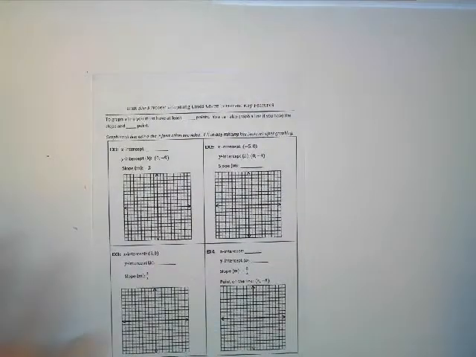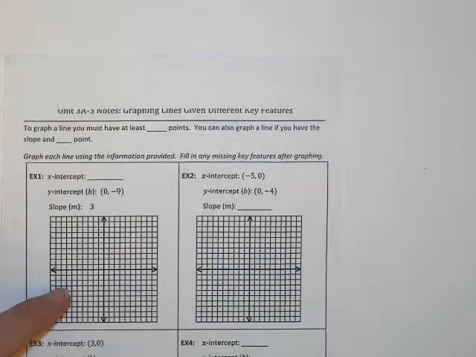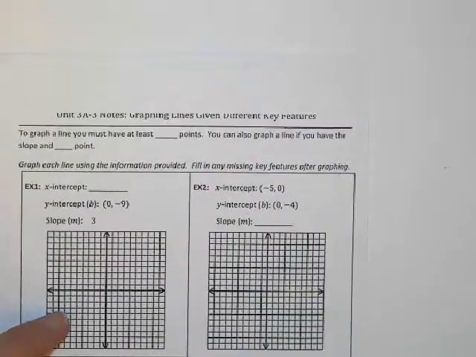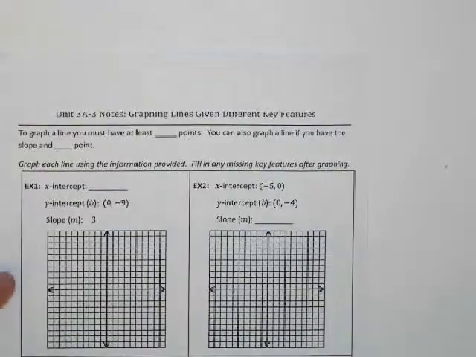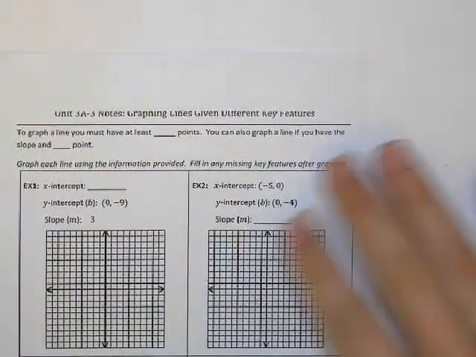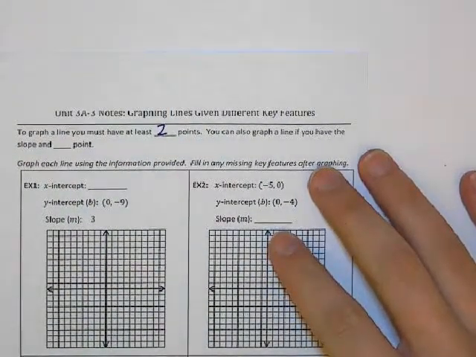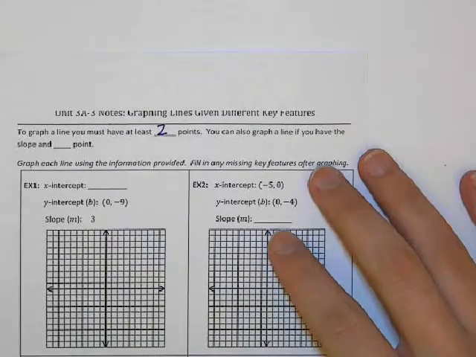Unit 3A-3. Yay. Graphing lines given different key features. So today we're going to talk about actually graphing. We're going to be graphing straight lines on a graph. It says, to graph a line, you must have at least 2 points. So everybody write a 2. You must have at least 2 points.